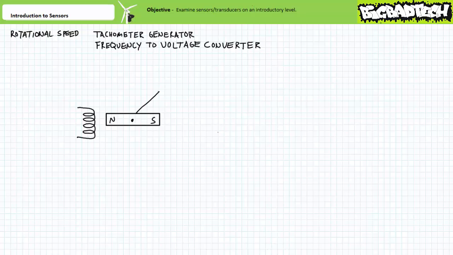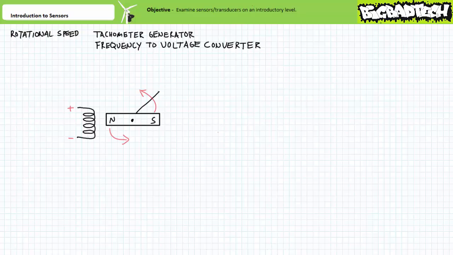One member of the pair is attached to the rotating shaft. Let's assume that this is the magnet, and the other member is fixed and placed in close proximity. Let's assume that this is the coil. Tachometer generators operate on the principle of Faraday's law of electromagnetic induction, which states that a voltage will be induced across the terminals of a coil in proportion to the number of windings and the rate of change of magnetic flux.